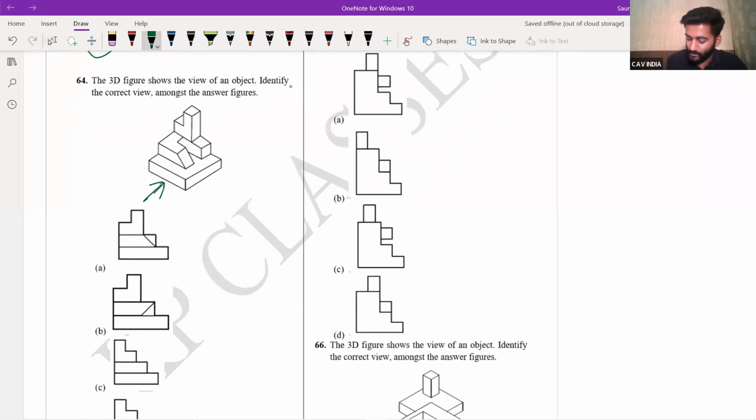Same method. First, you will see a rectangle. Then you will see something like this. In such questions, the thing you need to remember is that some gap is here. It is like this, but this particular face would be visible to you. So take care of that.